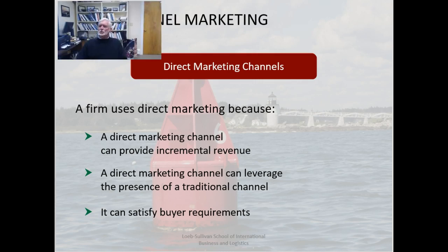So companies decide to use direct marketing because they can get incremental revenue from it. So I'm a manufacturer, I'm selling to retailers, and if I start selling online through my own channels, all of a sudden I've got more revenue. So that's good. Sometimes direct marketing leverages the presence of the traditional channel. So I've got the bricks and mortar channel there, and now people are used to my brand and they'll buy it online. So there's the symbiosis between the two channels, if you will. And sometimes buyers just want that convenience of buying online, let's say, or buying in a company store, buying in a single brand store. So it can maybe satisfy some buyer requirements. So there's some advantages to going to direct marketing, and those are some of them there.